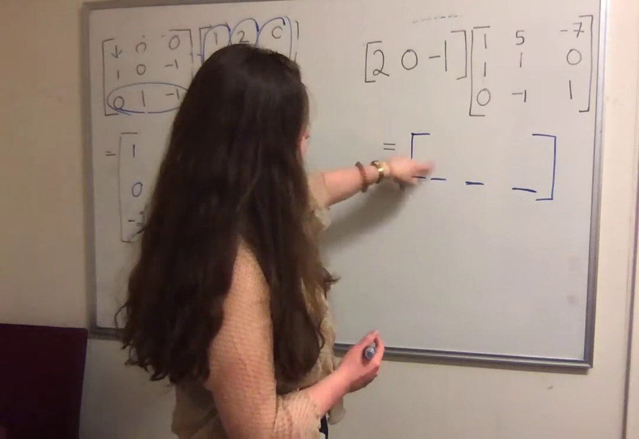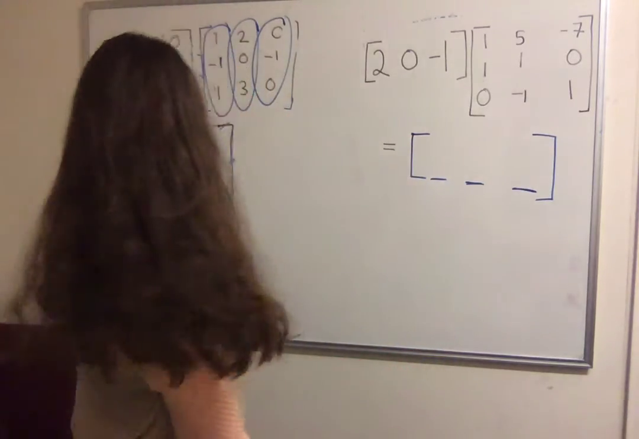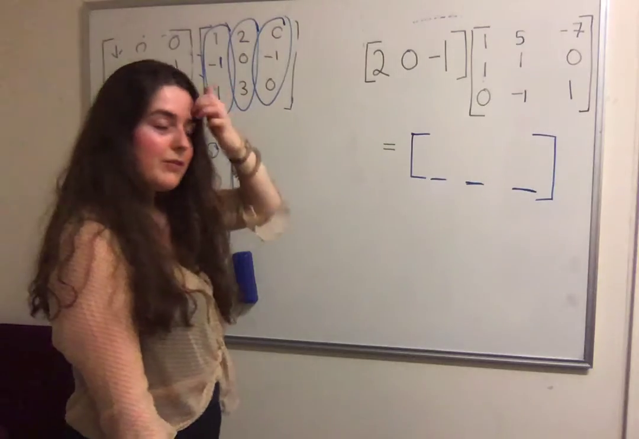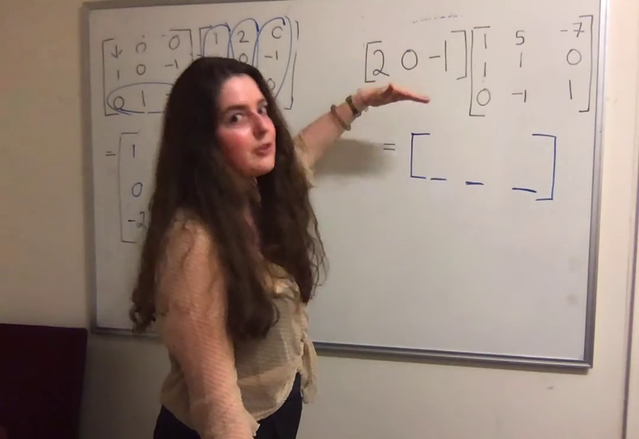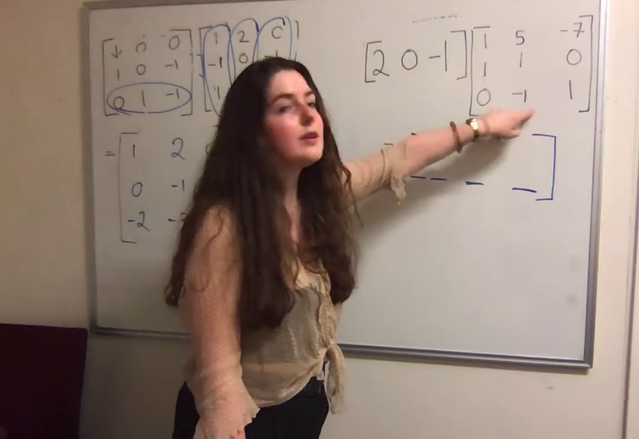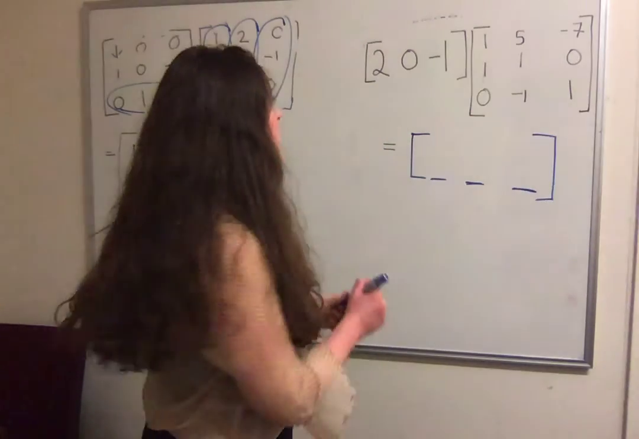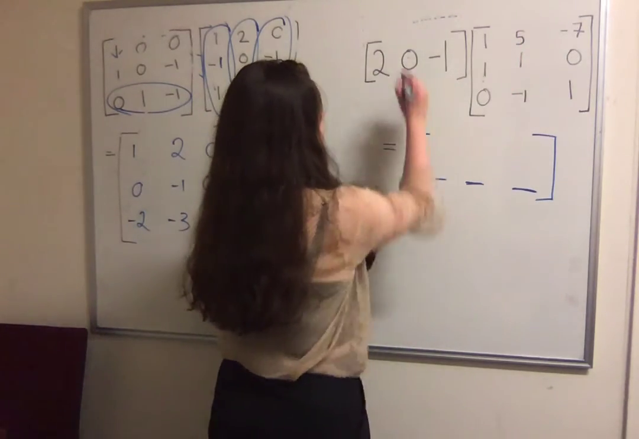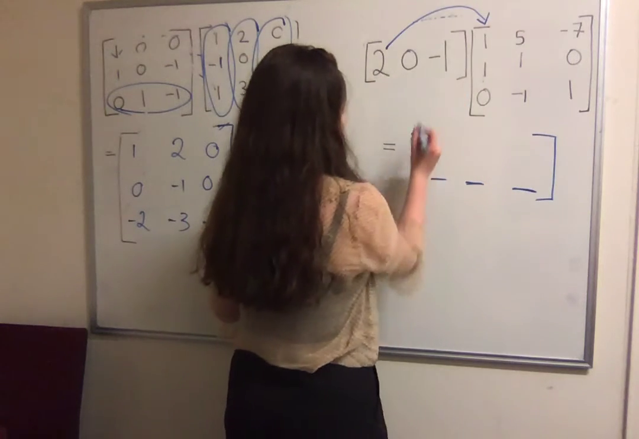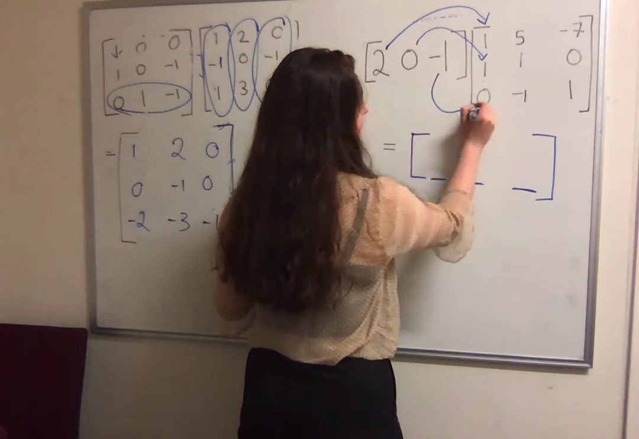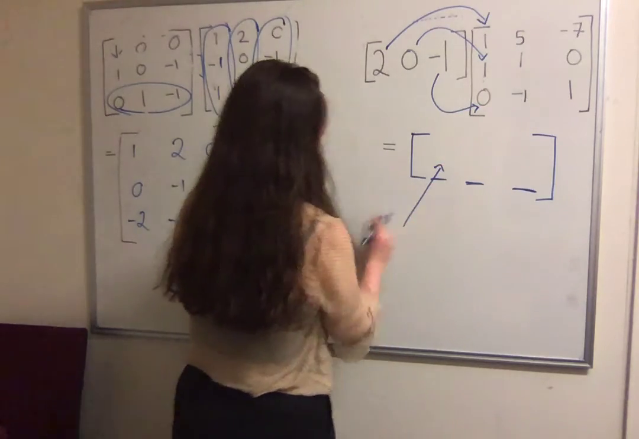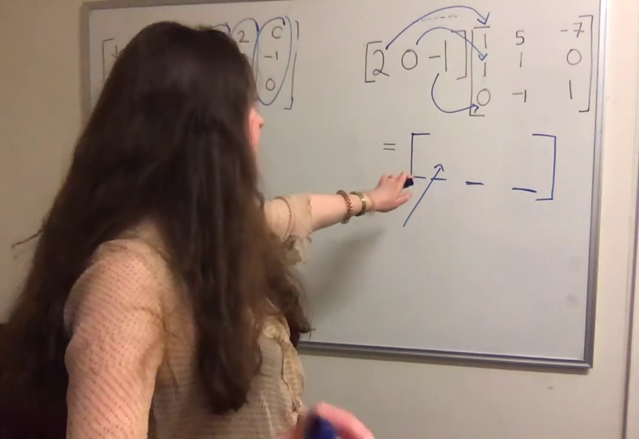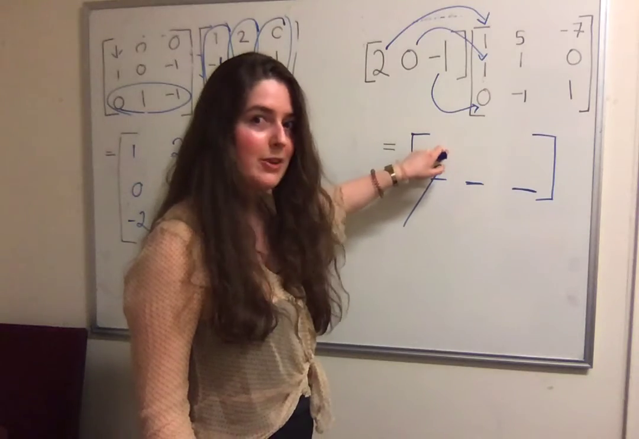So our first entry here, well, let's think about this, right? Here we had to go through each row, and then for each row we had to go through each column. But here it's a lot easier because we've just got 1 row, and so for this 1 row we just have to go through those 3 columns and then we're done. So row by first column here, where we've got 2 times 1 plus 0 times 1 plus negative 1 times 0. And again, first row overlapping the first column, so the result is going to be the first entry in this row matrix.